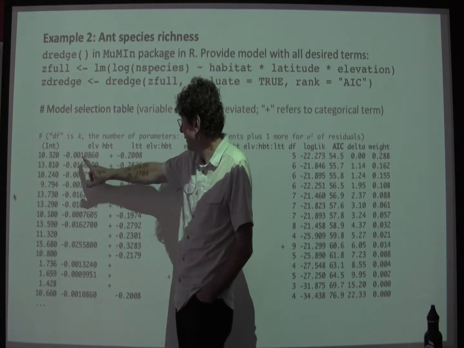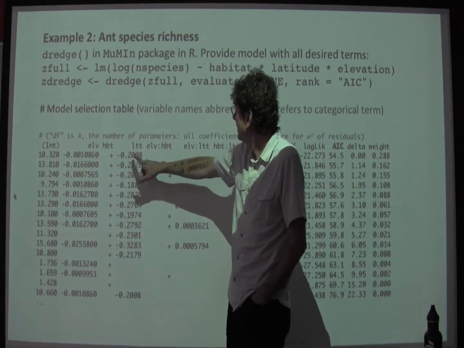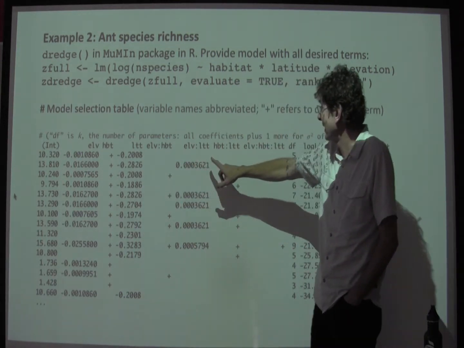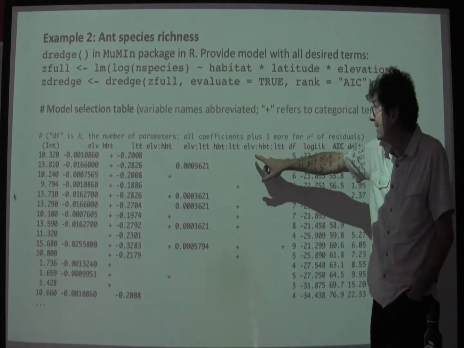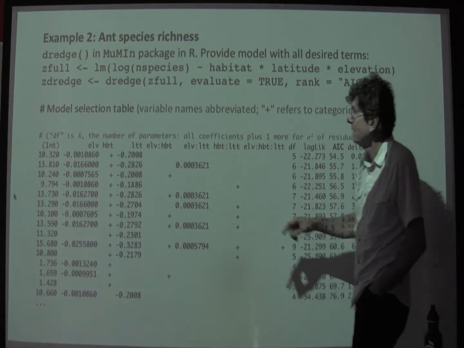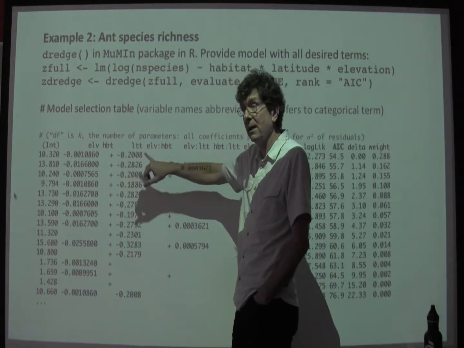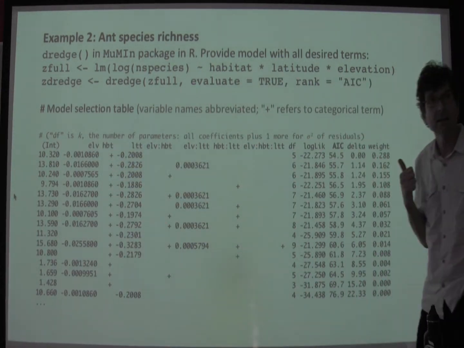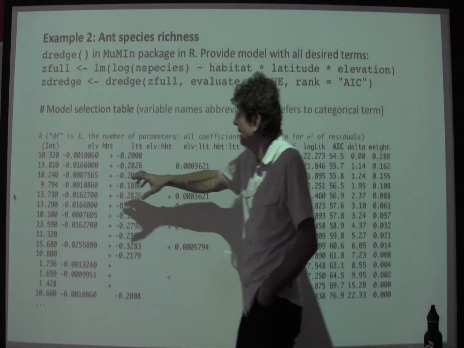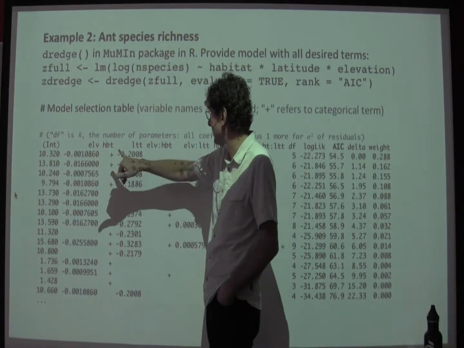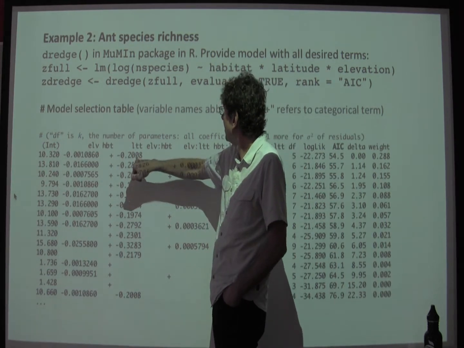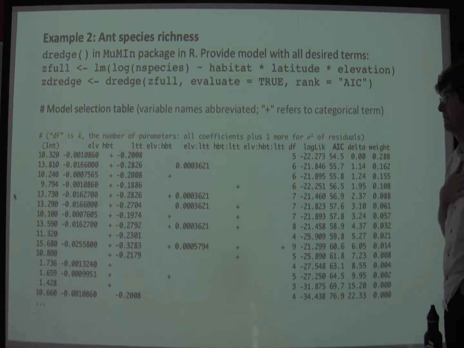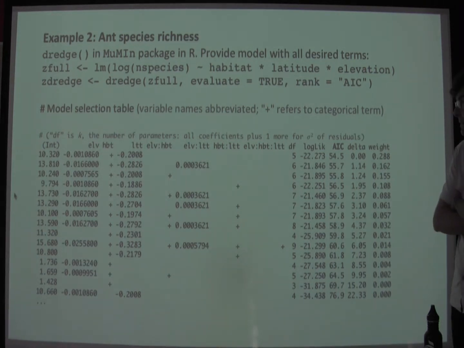the intercept, elevation, habitat, latitude, elevation by habitat interaction, elevation by latitude interaction, habitat by latitude interaction, and then the three-way interaction. And for a continuous trait, it gives you the coefficient estimated in that model. And for a categorical trait, it just puts a little mark there saying it's in. So the best model included an intercept, elevation, habitat, latitude, and no interactions. So it included the three main effects and no interactions.